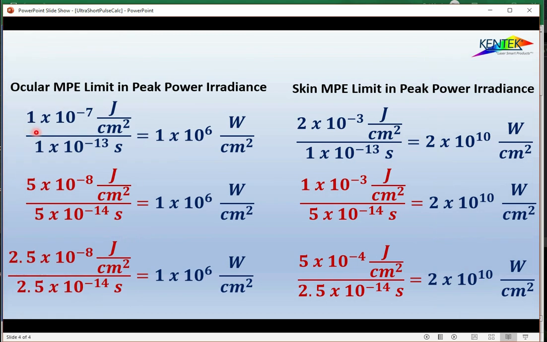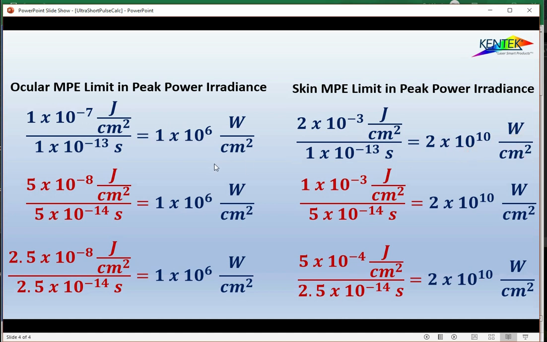So you can see this is our MPE for a 100 femtosecond pulse. And in order to get to peak power irradiance from radiant exposure, we just divide this MPE in radiant exposure by the time duration. Joules over seconds is power, which is watts. So what we're doing is converting the radiant exposure MPE limit to the peak power irradiance MPE limit. And that turns out to be 1 megawatt per square centimeter for an ocular exposure. And for the skin, it winds up being 2 times 10 to the 10th watts per square centimeter.